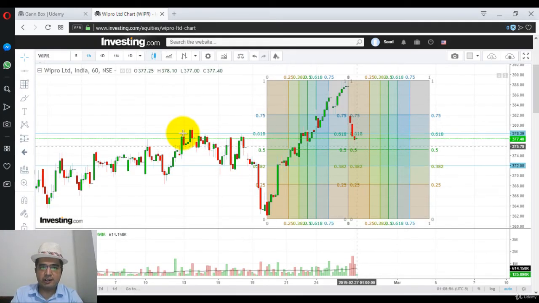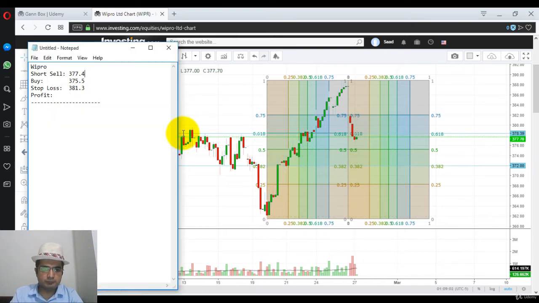Hi guys, I've initiated the trade at 377.60, with buy order already placed at 375.50, stop loss already placed at 381.30. So basically at the start of the trade, I have placed all the orders so that I know what the end is. This is a rule that almost all beginner traders or novice traders forget, and you should not forget that. In a day trading environment, you should have the end in your mind.